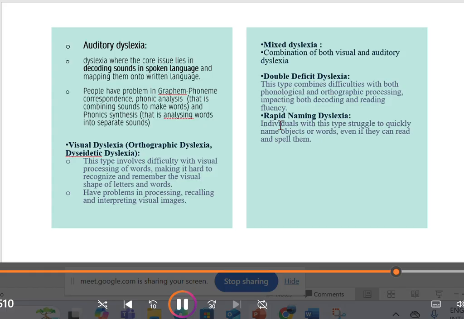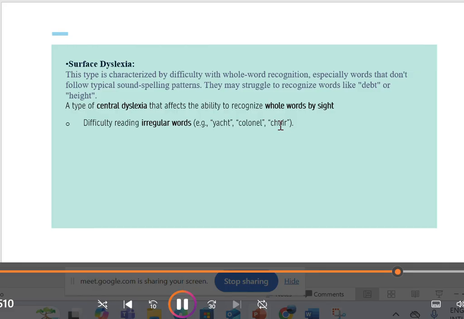Different from visual dyslexia. There, what happens is that I am not able to visually process the images, letters or everything. I am not visually able to process it. I am not able to recall and reproduce. Here, what happens is a whole word problem.